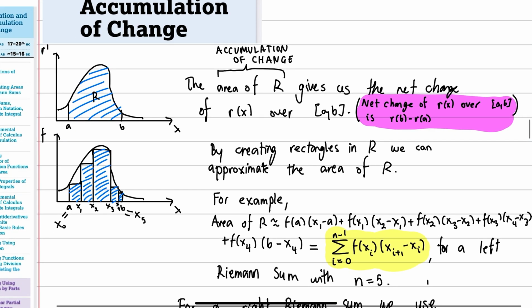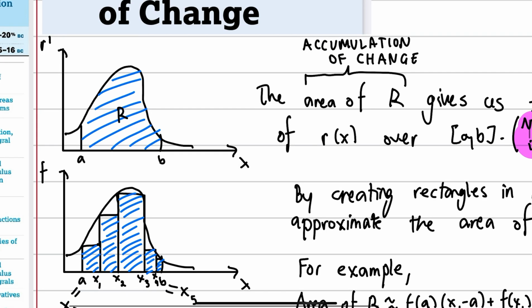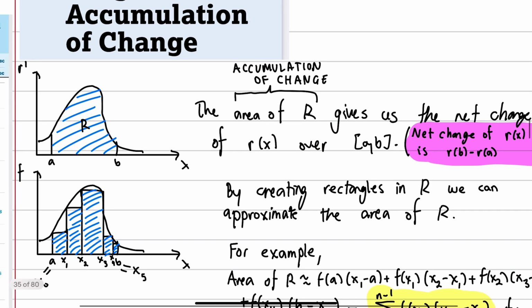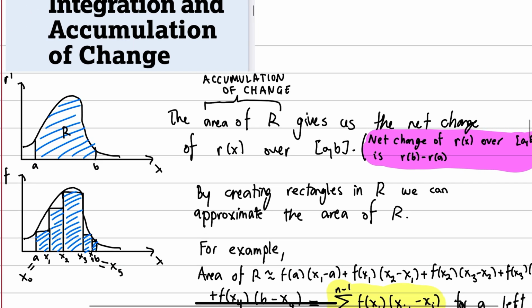So, first things first, the College Board wants you to know that if you have a rate, R prime is the rate of change of R. And we are adding up, accumulating this change, which is the area of R. Basically, the area of R between A and B of the rate is an accumulation of change. So what do I mean? If we take the area of R, that's giving us the net change of R over A comma B.